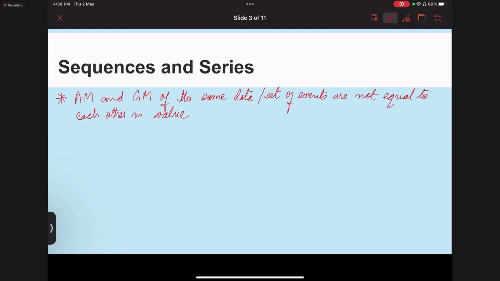for a singular set of terms or numbers. Okay. And the other thing that we see is AM gives you the mid or the middle value of the set of data. Okay.